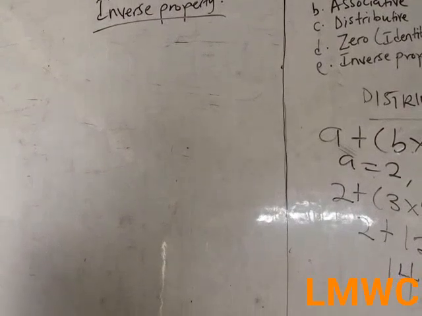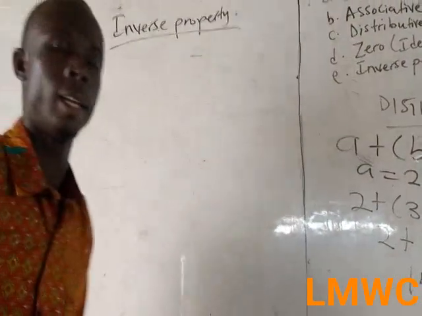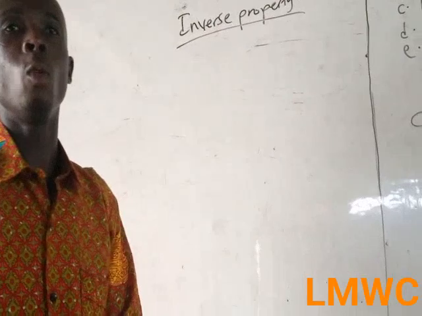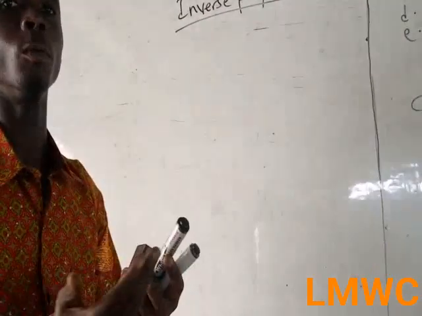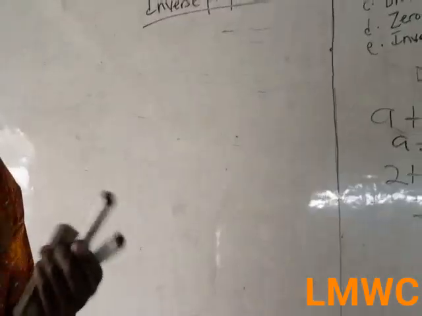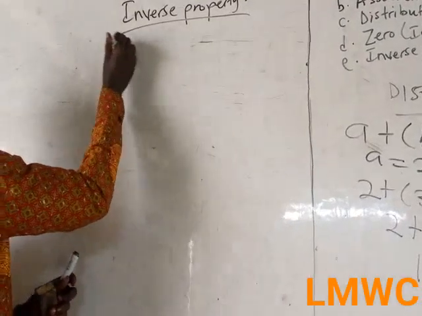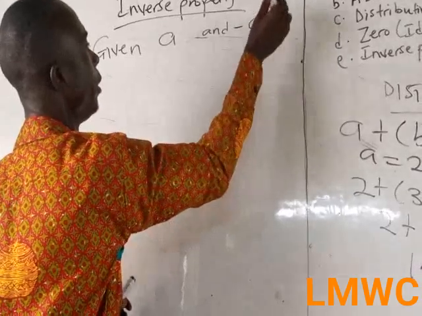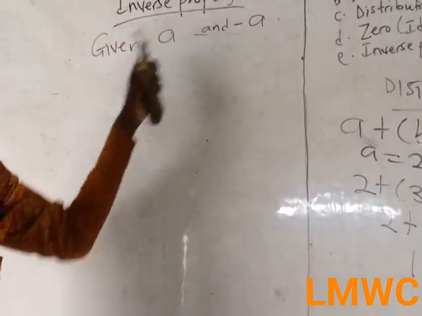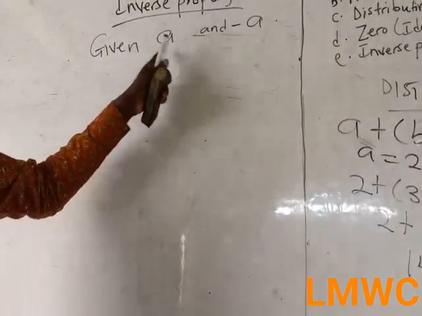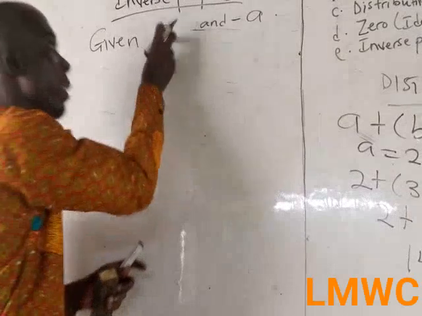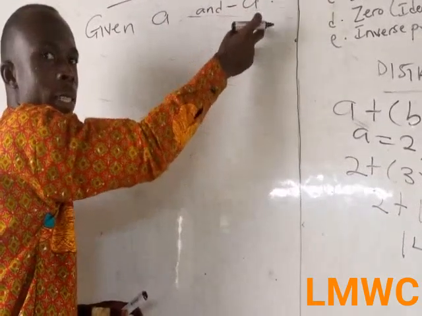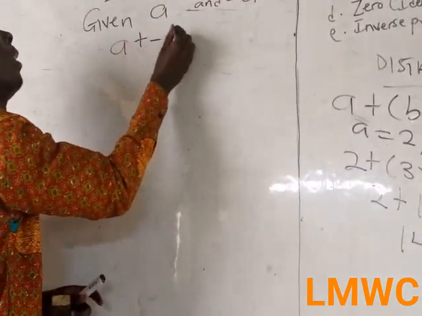Under inverse property, a positive integer, when added to the same integer, but this time it is a negative integer, once you sum it up, you will get 0. That is inverse property. Let me use an example. If I give you a and negative a, I'm going to use this to explain inverse property. You see, this is a positive integer, and this same number we have what? The negative side. This is a negative integer, so it becomes a plus negative a is what?